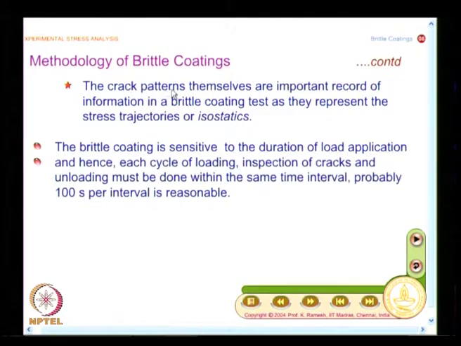The crack patterns themselves are important record of information in a brittle coating. They represent the stress trajectories or isostatics. So, people have developed methodologies to inspect for appearance of cracks. They have very elaborate methods, there are several methods available, so that you do not miss any zone where cracks have been formed. So, that itself is a separate branch where you have several methods.